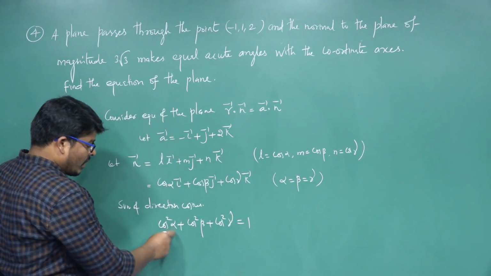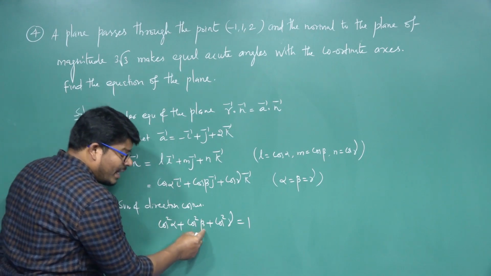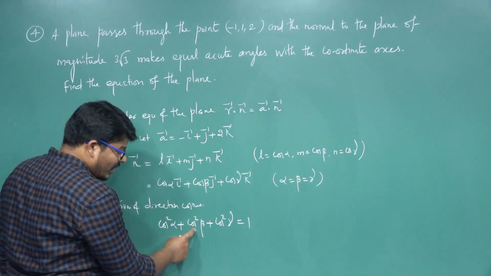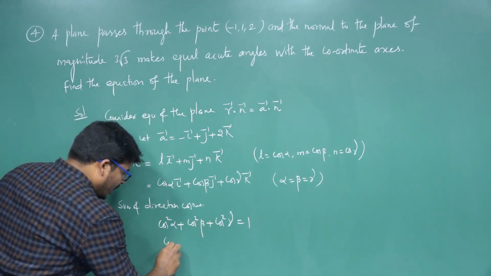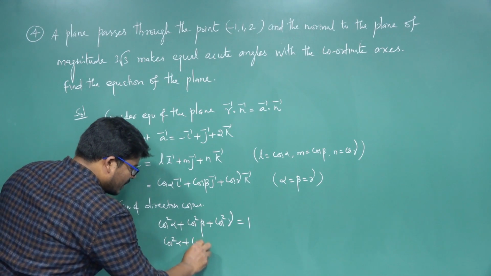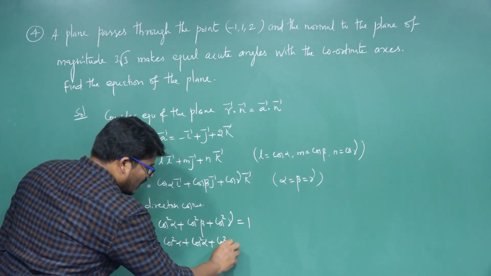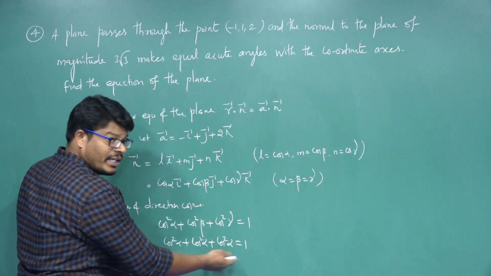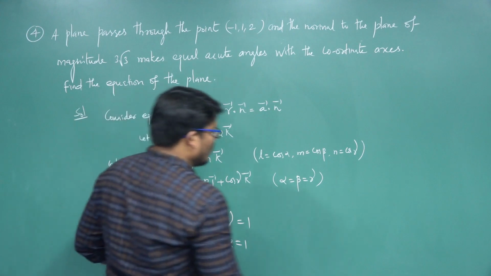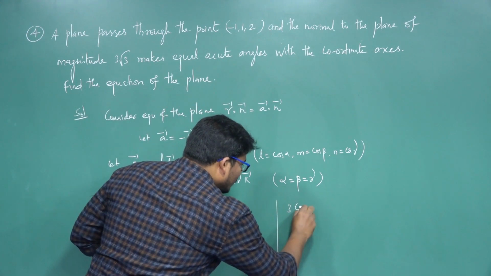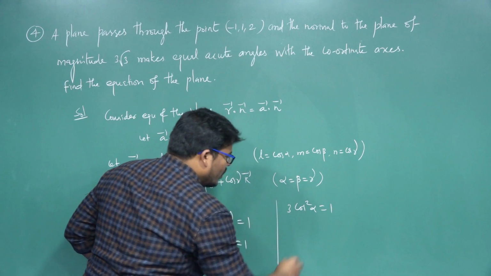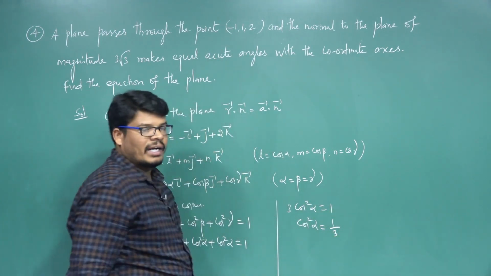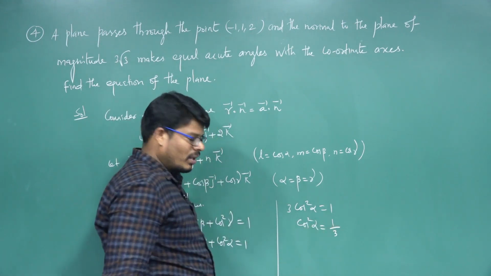Now substituting, beta is alpha and gamma is alpha, so it is cos square alpha plus cos square alpha plus cos square alpha equal to 1, which is 3 cos square alpha equal to 1. Dividing by 3, cos square alpha equal to 1 by 3.